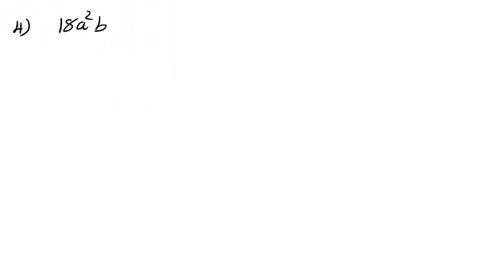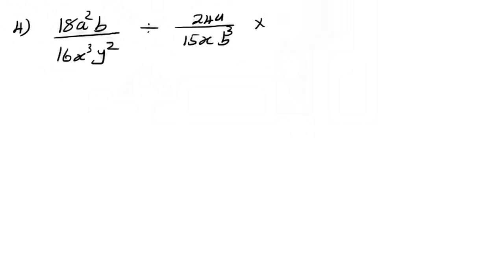The next one we are going to look at is 18a squared b, all this being divided by 16 s cubed y squared, divided by 24a all over 15xb cubed, times 8s squared y cubed all over 30a cubed b. Alright, so that's the given expression and we have to simplify it.